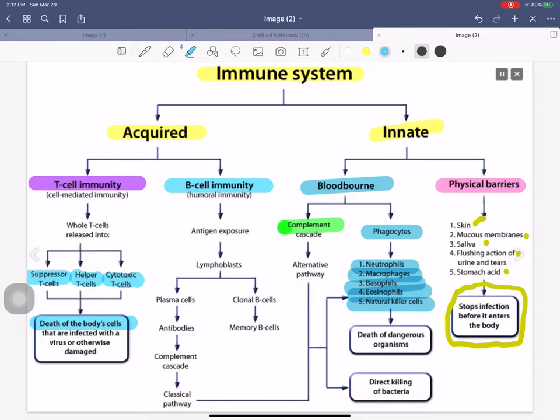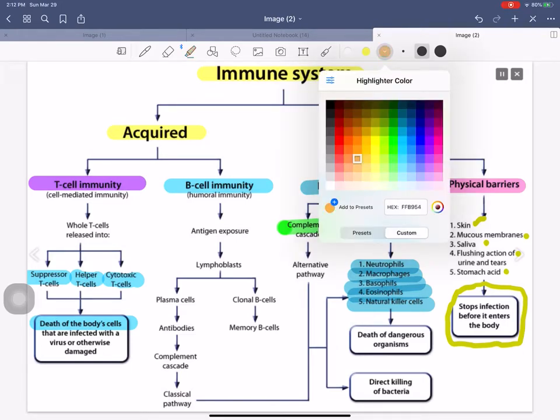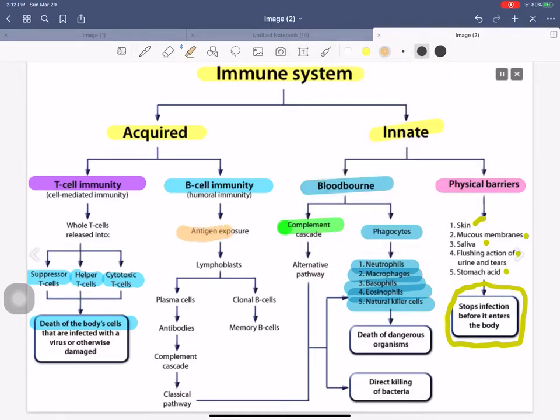Now, if we go back over to the B cell or the humoral immunity, this requires that you get exposed to an antigen, and an antigen is something that will cause the formation eventually of antibodies. And a B cell, when it becomes activated in terms of making antibodies, becomes a plasma cell. So keep that in mind: an activated B cell that goes on to make antibodies is a plasma cell.